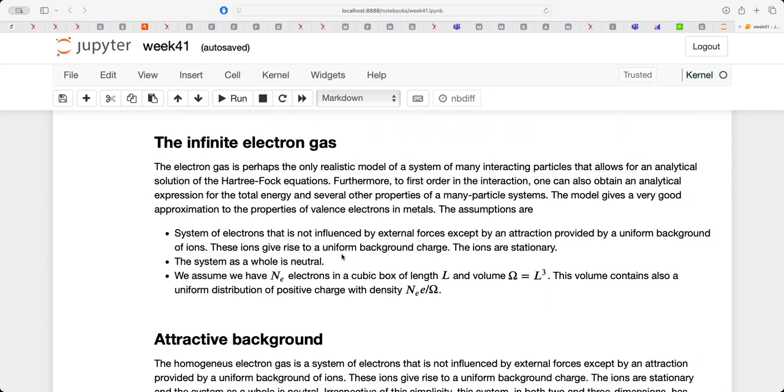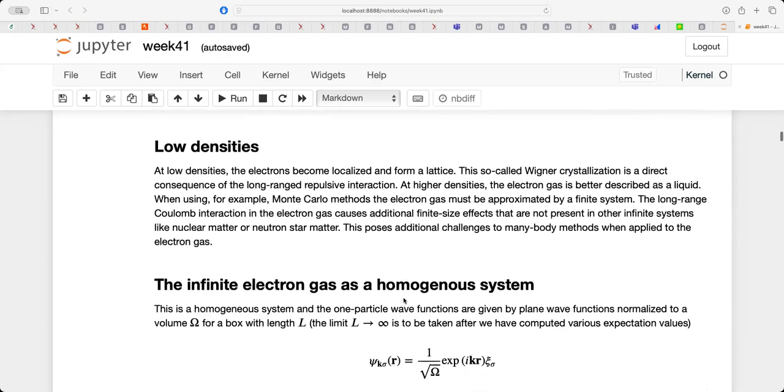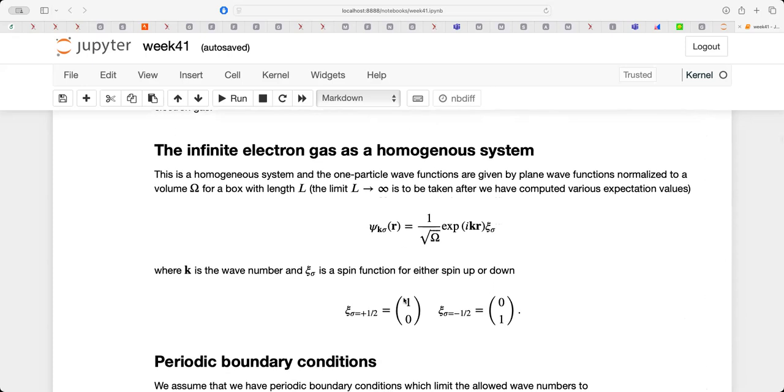So there is a uniform background of ions or molecules or atoms, which then balance the charge which is set up by the electrons. And we assume that these ions just provide a uniform charge which has a specific density here. And that is the contribution from the background ions. Then, after that, what we did, we went through the setup of the Hartree-Fock equations.